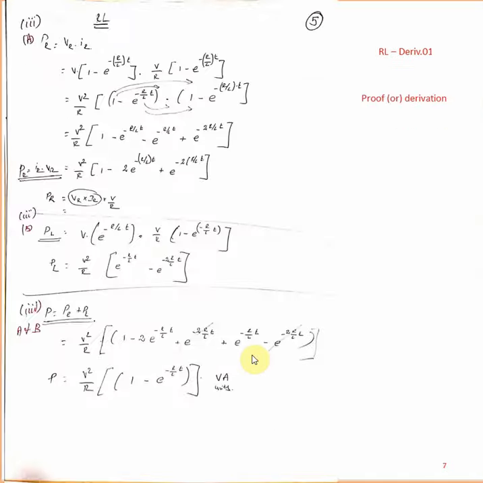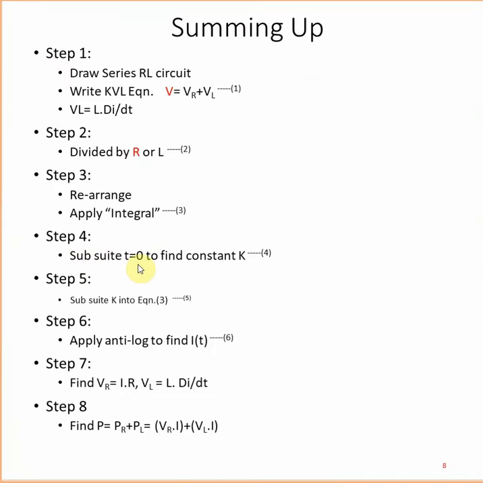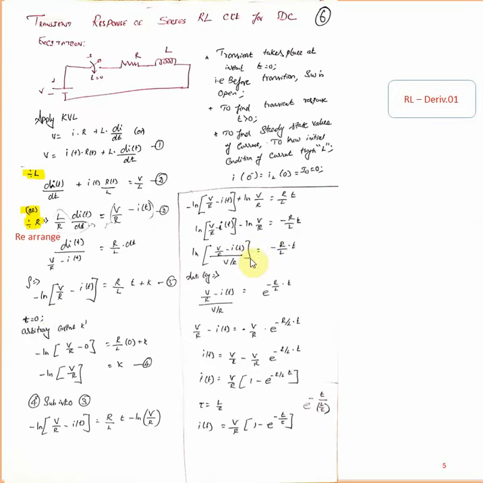What is the fourth step? Fourth step: substitute t is equal to 0 and find the k. Where is the t? 0, and 0 into anything is 0. Then k is equal to minus ln V by R. Yes, written here. So this is step number 4.